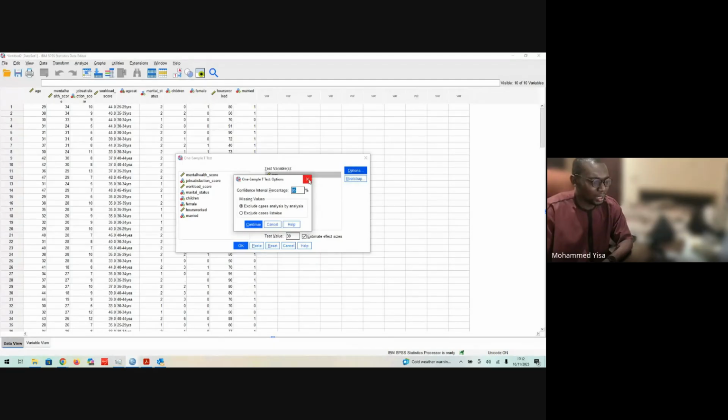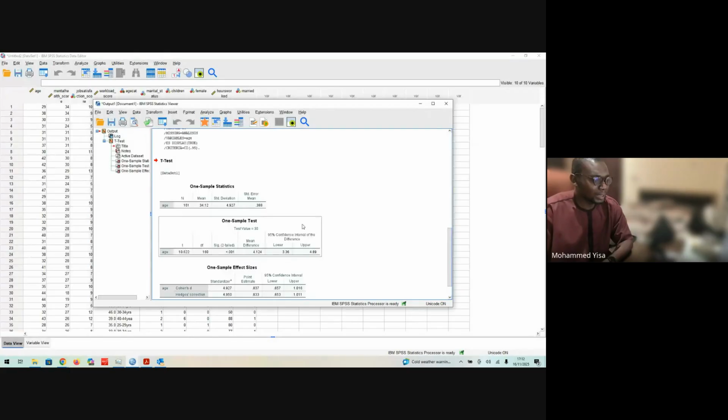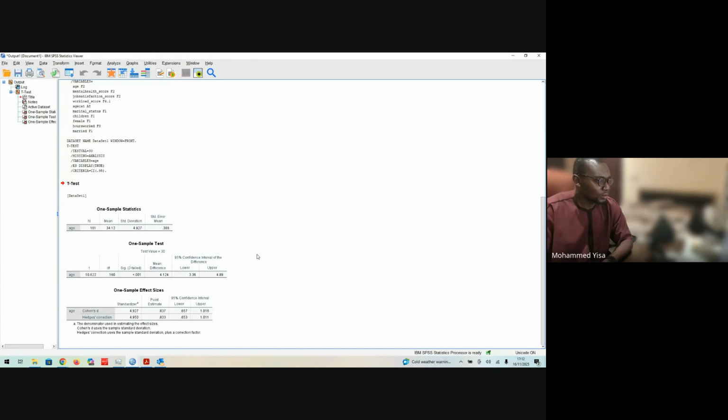That's not our topic of discussion for today. So once you are done with all that, you just click OK. And then, like magic, your results are out. So you have a table here that says one sample statistics. And then here you have the one sample t-test. So this is the table of interest to us.